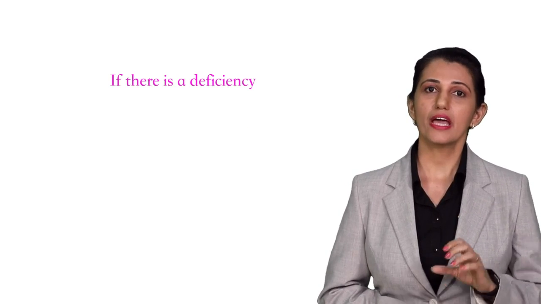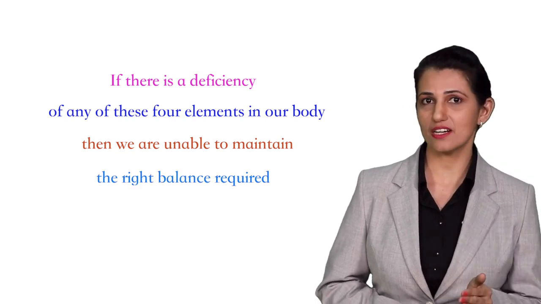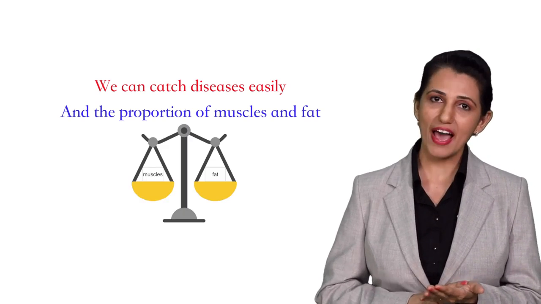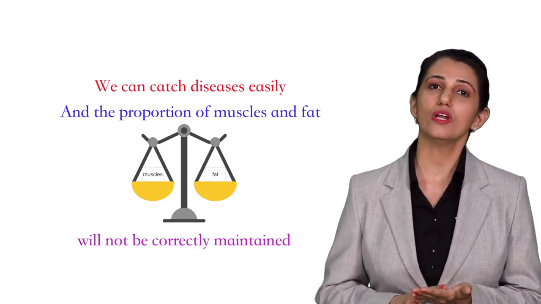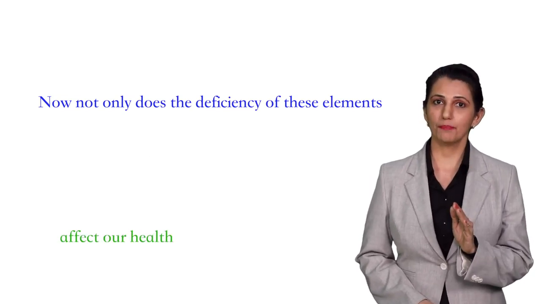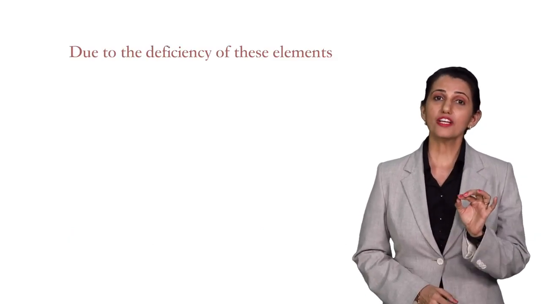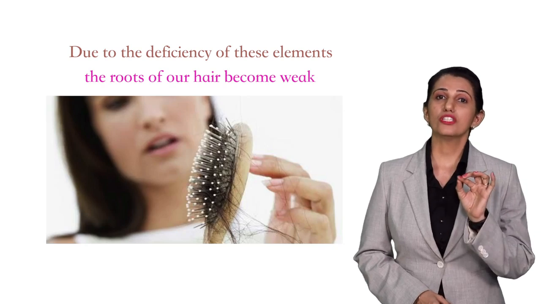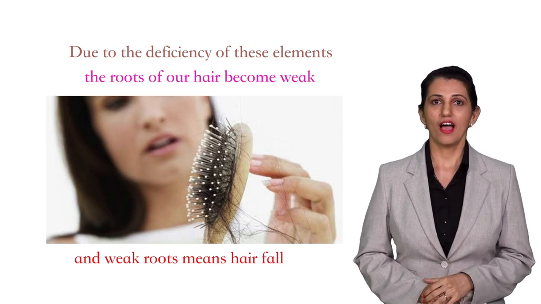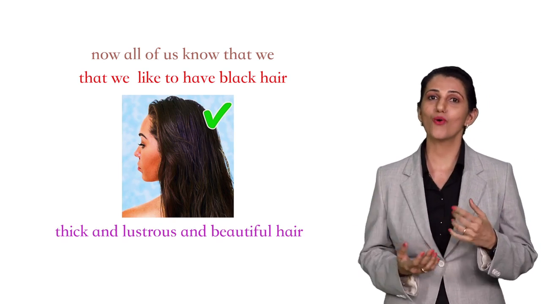If there is a deficiency of any of these 4 elements in our body, then we are unable to maintain the right balance required. We can catch diseases easily, and the proportion of muscles and fats will not be correctly maintained. Now, not only does the deficiency of these elements affect our health, but it also affects our hair. Due to the deficiency of these elements, the roots of our hair become weak. And weak roots means hair fall. Now all of us know that we like to have black hair, thick and lustrous beautiful hair.